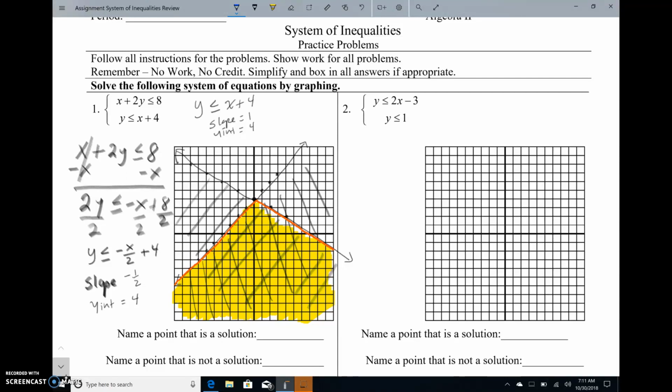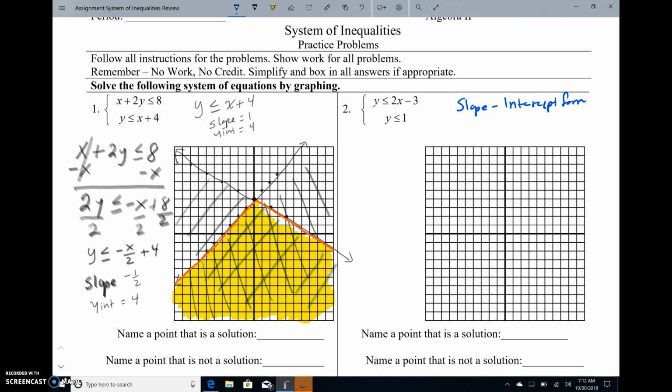What I'm going to do today is solve number 2, a system of inequalities, by graphing. So I want to make sure that both inequalities are in slope-intercept form. And you notice that both are in slope-intercept form. So I'm going to go ahead and graph the first inequality.